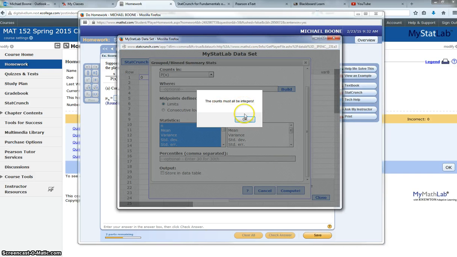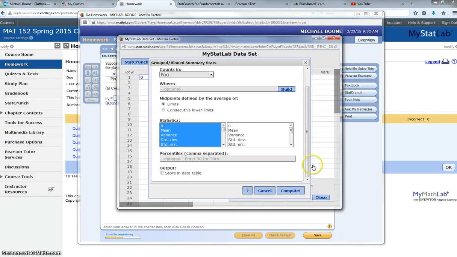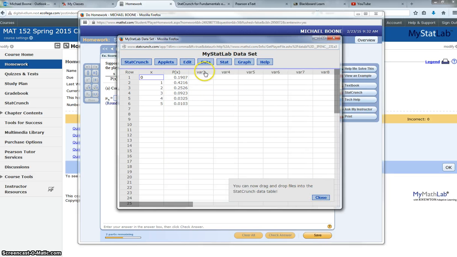So if we tried to do this in StatCrunch the way it is, we would get an error, I believe. The counts must all be integers. So what we need to do is cancel this. In this column here, I want to make all these values integers. And to do that, I just need to multiply it by 10, 100, 1,000, 10,000. So to move my decimal 4 places, I would just need to multiply it by 10,000.